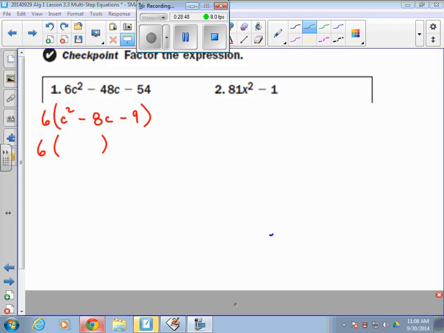You just simply make it 6 times c times c, and then we need the factors of 9. Factors of 9 are 1 and 9 and 3 and 3. The only pair of those that get you to the number 8 is 1 and 9. So you have to use the numbers 1 and 9. This tells you that the signs are different. This tells you the larger number is negative. So that one's negative, this one's positive.